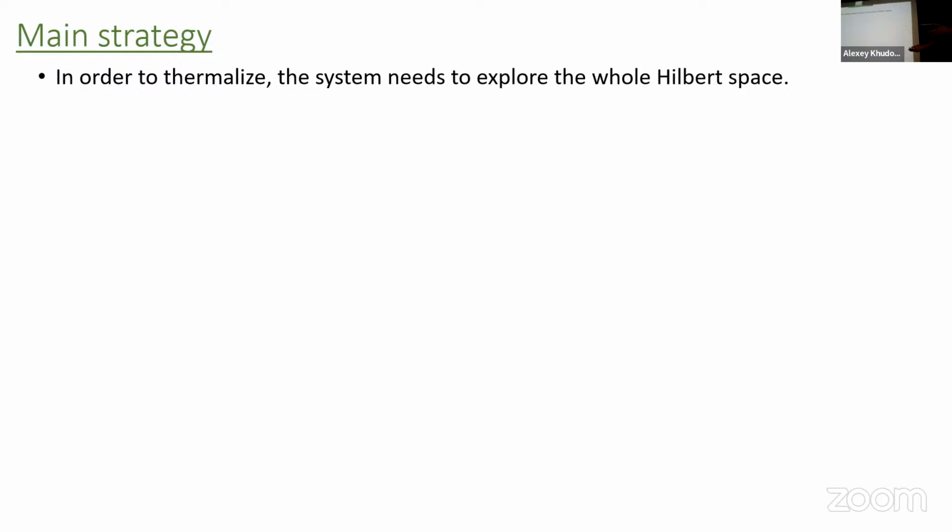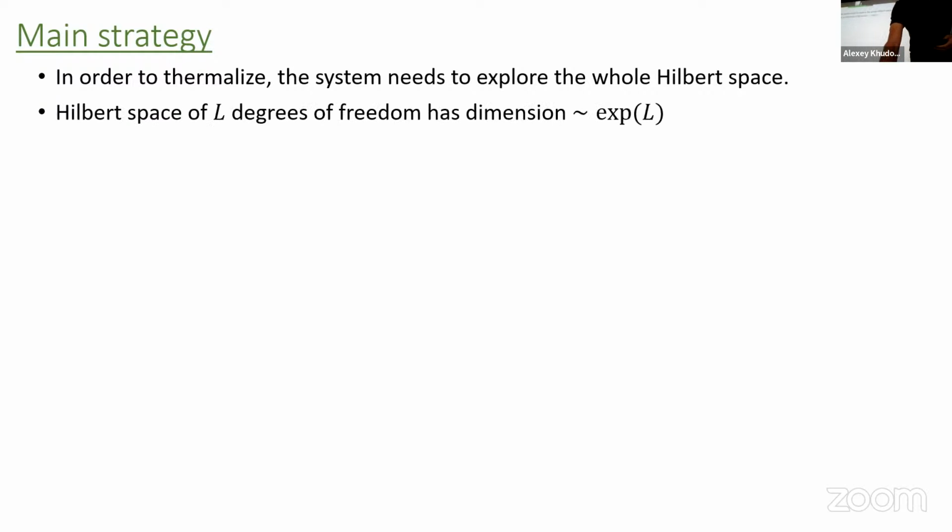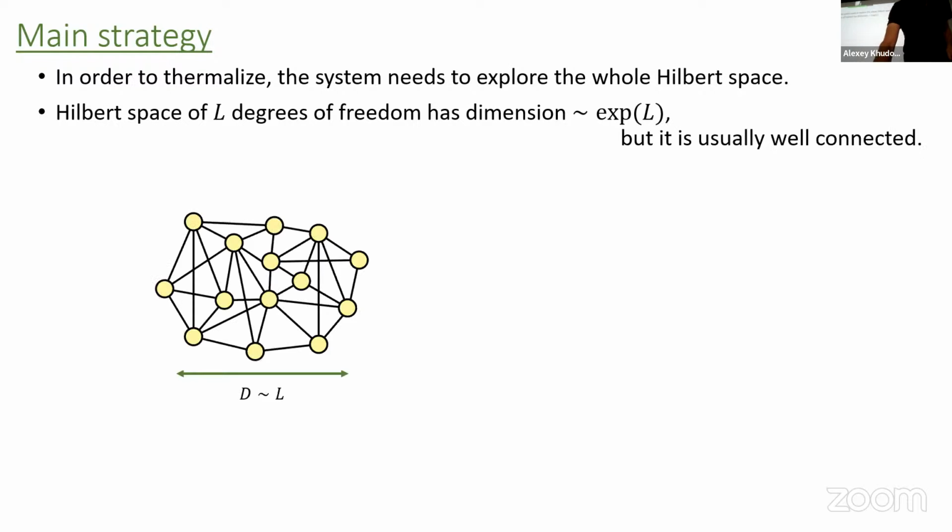In order to thermalize, the system needs to explore the whole allowed Hilbert space. Typically, if you have L degrees of freedom, your Hilbert space has dimension that's exponential in L. But usually, this Hilbert space is well connected. In this graph, vertices are states in some chosen basis. Say I choose a product state basis, so vertices are just product states. Whenever you see an edge between two vertices, it means that the Hamiltonian has a non-zero matrix element between these two product states. Typically the Hilbert space of a generic system is very well connected. So if you ask what's the shortest distance between any two randomly chosen product states, it would be of the order of L, although the number of vertices is exponential in L.